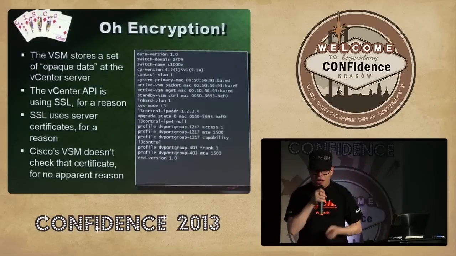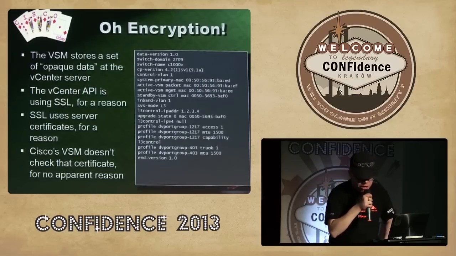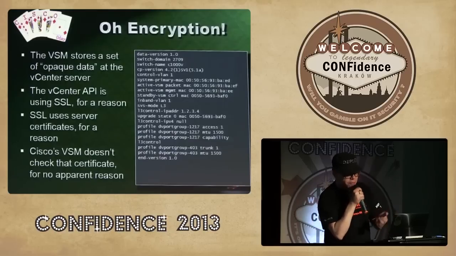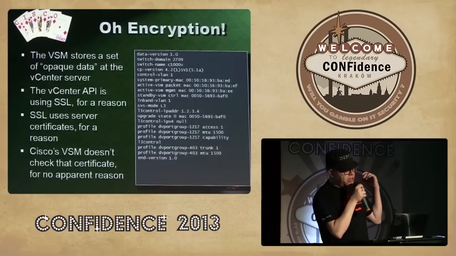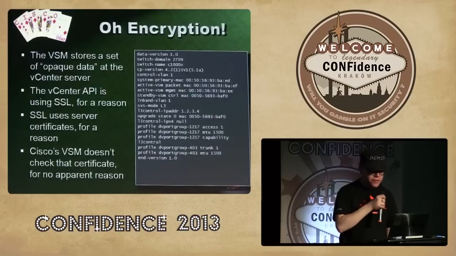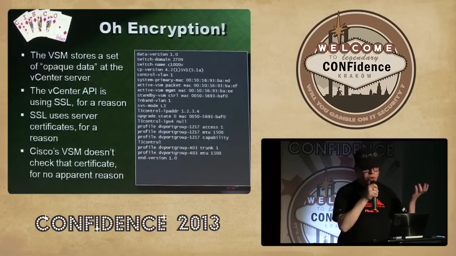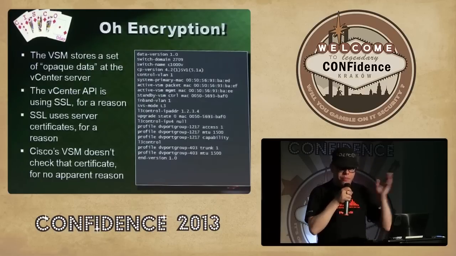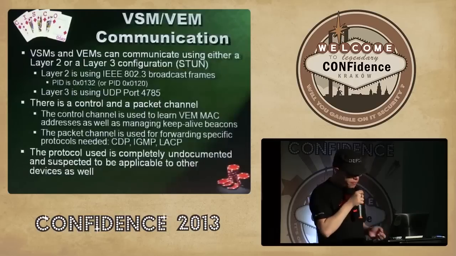The vCenter API is SSL, and everyone speaks SSL with self-signed certificates, unfortunately. So Cisco decided to not check the certificate whatsoever. So if you happen to be man in the middle, then you can provide whatever opaque data you want.